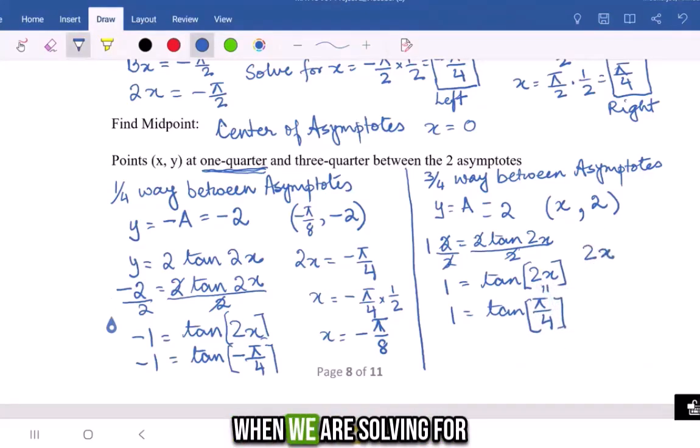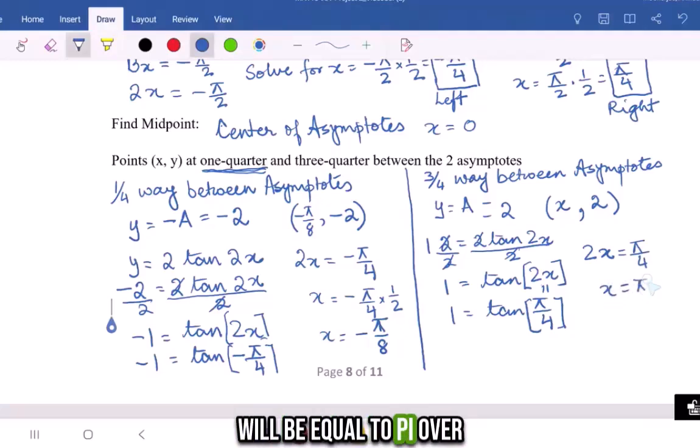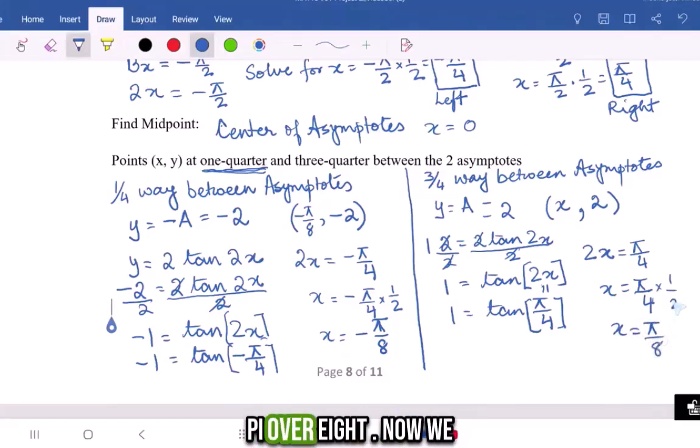When we are solving for x at this stage, we can forget about the tangent. We are just equating the 2x with pi over 4. So 2x equals pi over 4. Therefore, x will be equal to pi over 4 times 1/2, which gives us x equals pi over 8.